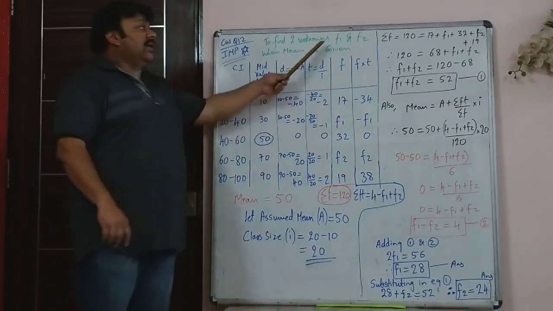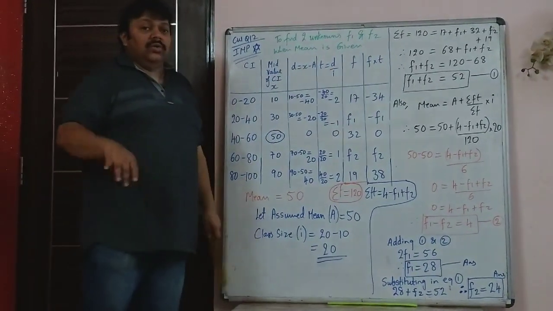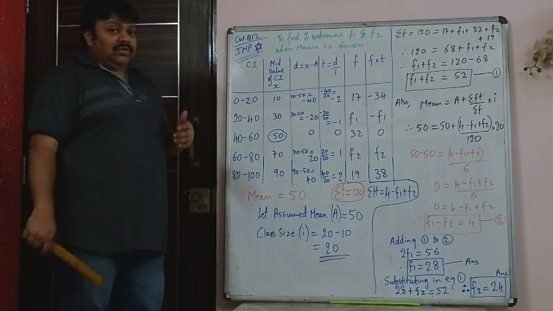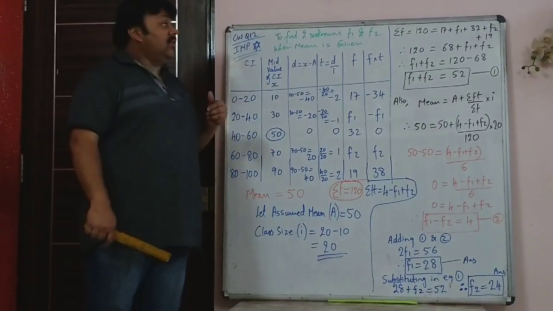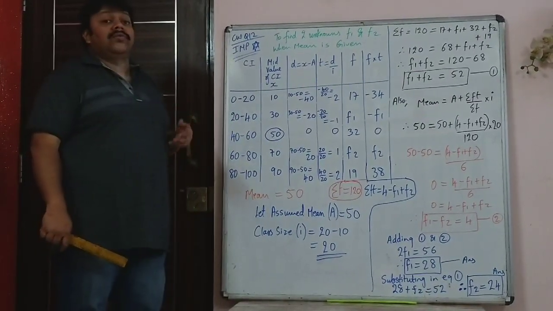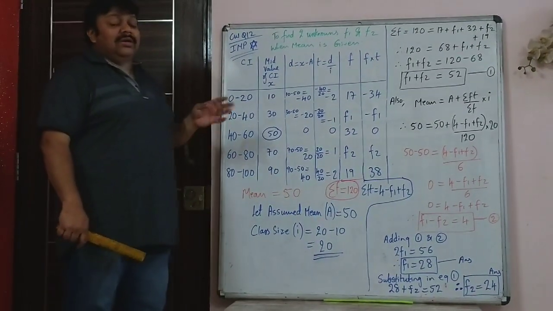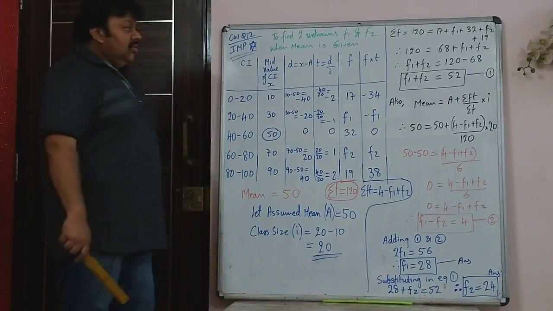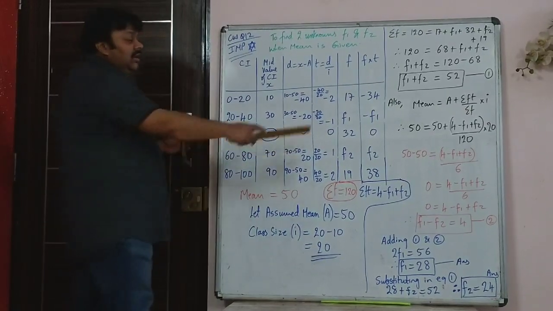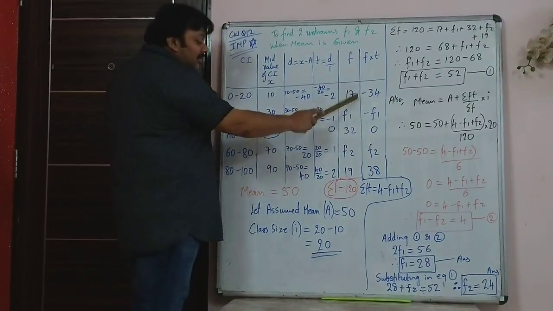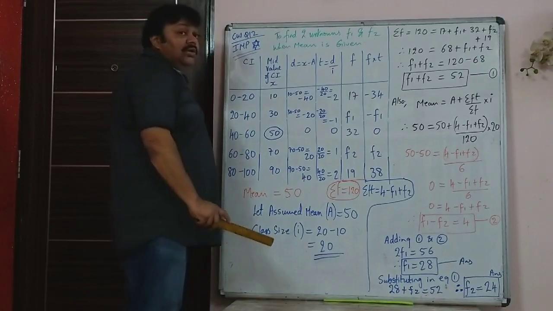So you have to find the two unknowns f1 and f2. Obviously last year also you learned that when you have two unknowns, you use the simultaneous equation method. So the first equation you can get by adding this up and writing that it is equal to 120.